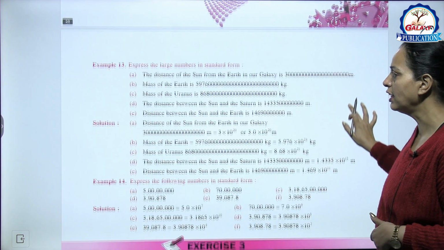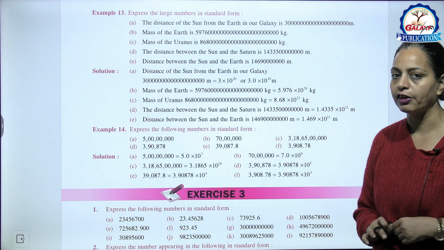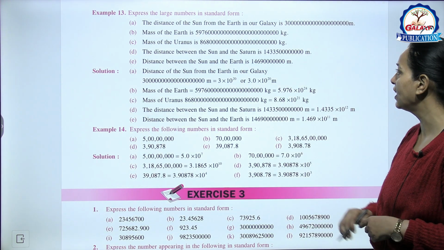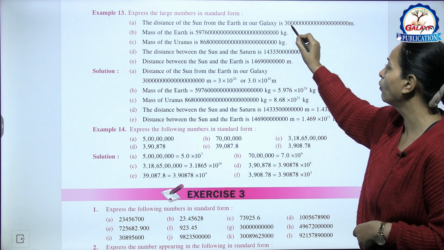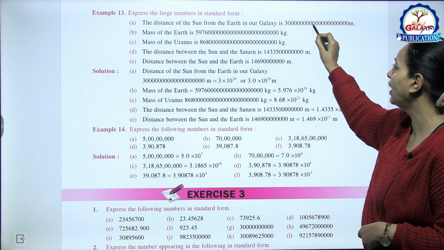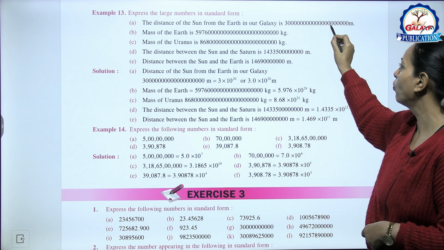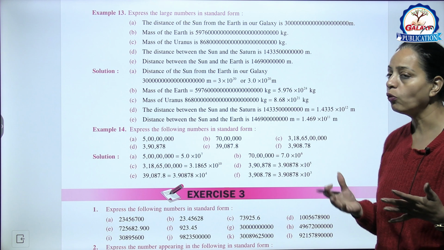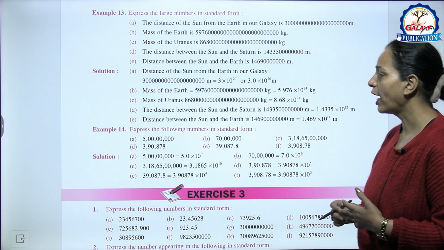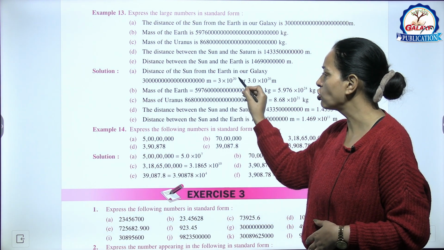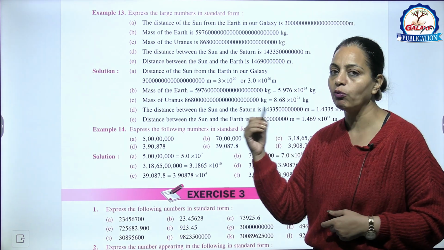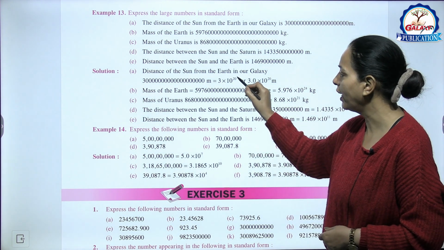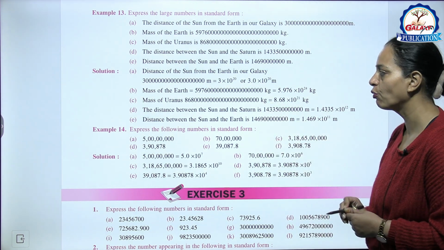See now example 13, express the large numbers in standard form. Like a part, the distance of the sun from the earth in our galaxy is this much. यानी 3 के बाद 1, 2, 3, 4, 5, 6, 7, 8, 9, 10, 11, 12, 13, 14, 15, 16, 17, 18, 19, 20, 20 zeros. So how we can write in the standard form? So standard form is 3 into 10 raised to the power 20. You know 3 is lying between 1 and 10. So this is the standard form. Okay, zeros को हमने 10 की पावर में लिख दिया, 10 की पावर 20, right?